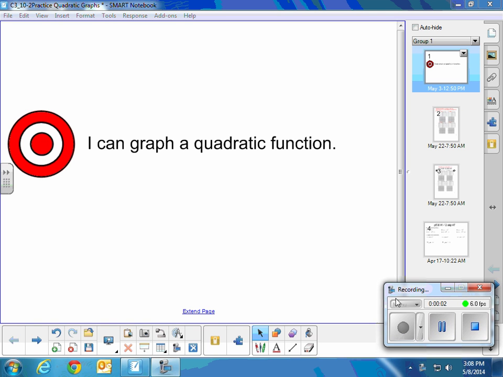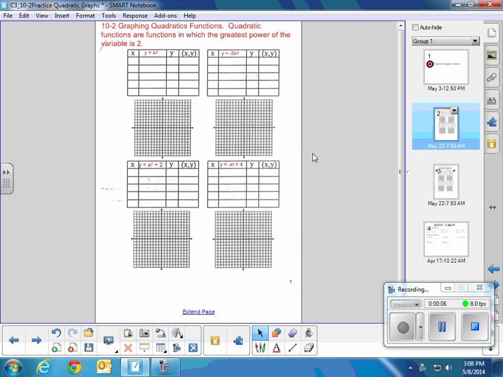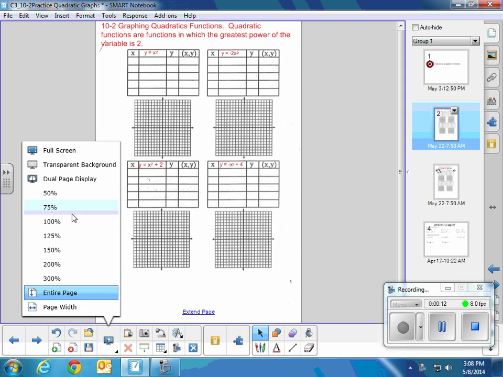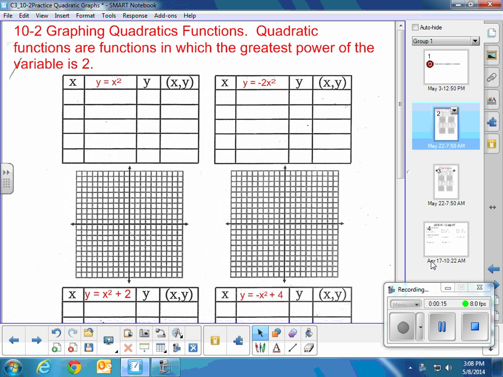Today you're going to learn how to graph a quadratic function. Quadratic functions are functions in which the greatest power of the variable is 2. The first function we're going to graph is y equals x squared. We're going to start by making a table.